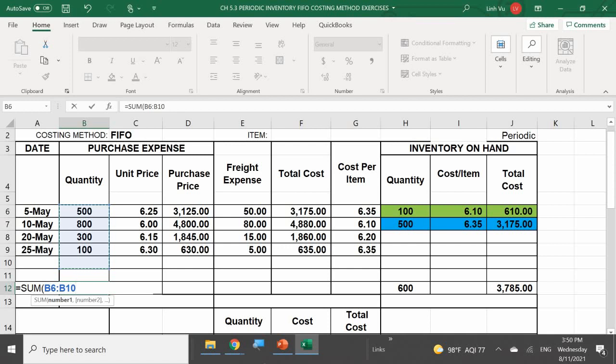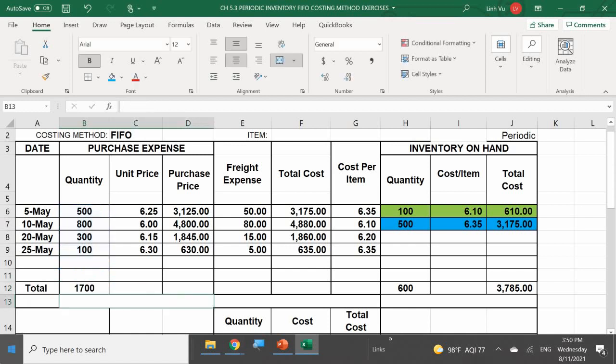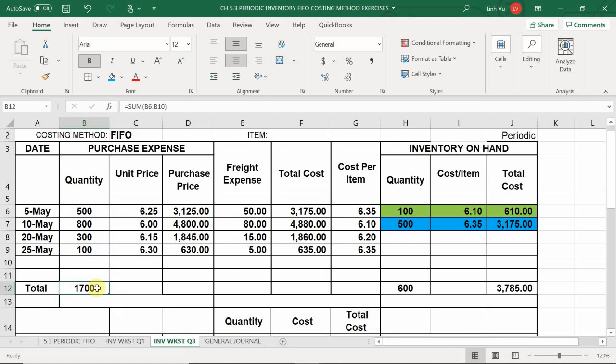What's my total cost? 10,550. Good. So now let's go ahead and plug our numbers in. For my net purchases, how many items did I purchase in grand total? 1,700. At what purchase price in grand total? What's my total purchase price? 10,550, that's including freight.